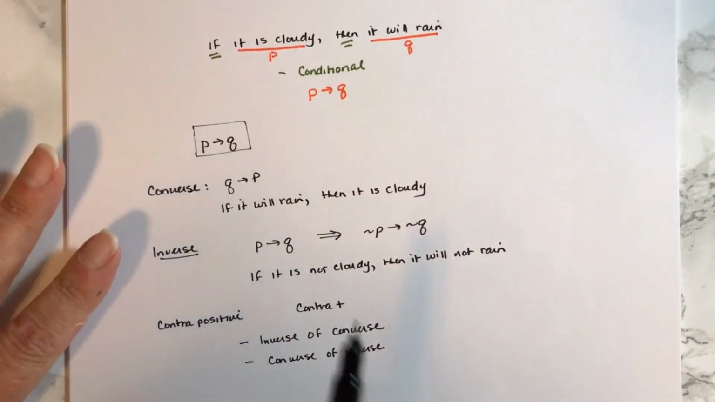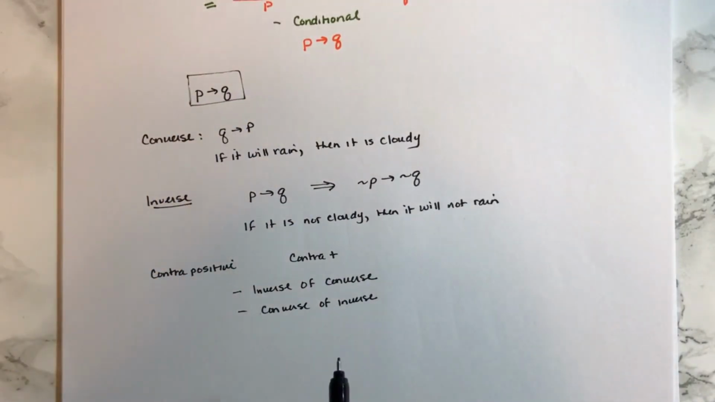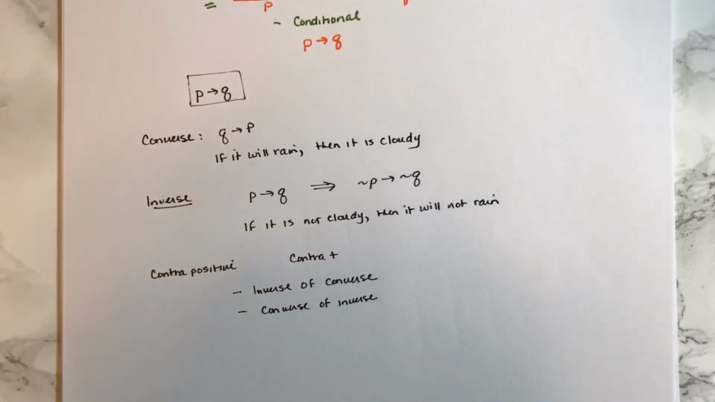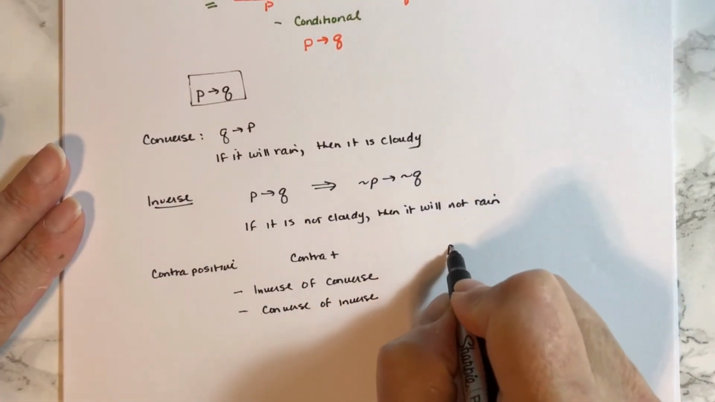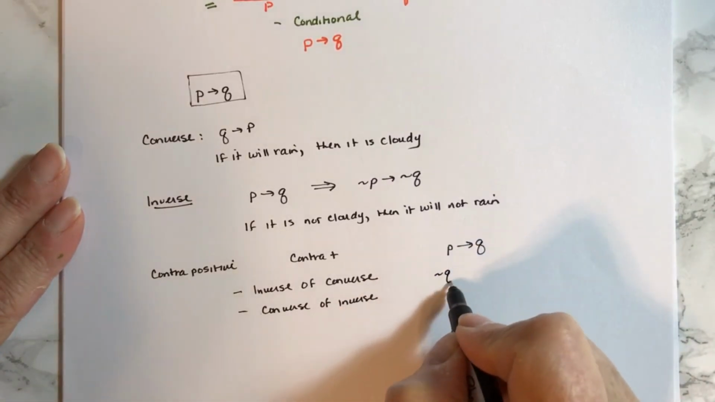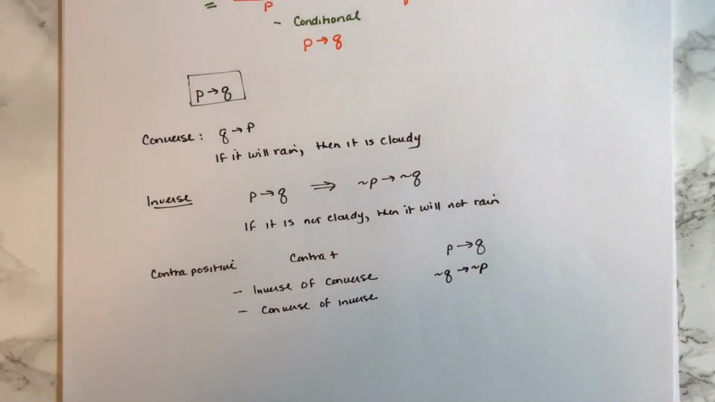So if I'm using this example, my P goes to Q, I can swap the conclusion and the hypothesis first and then negate them, or I could negate them first and then swap the conclusion and the hypothesis. So the contrapositive looks like this. If we start off with P goes to Q, then the contrapositive is tilde Q goes to tilde P. Okay, you swap the hypothesis and the conclusion and you negate them.